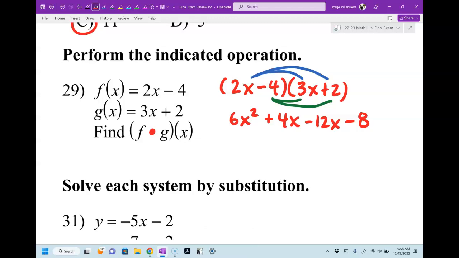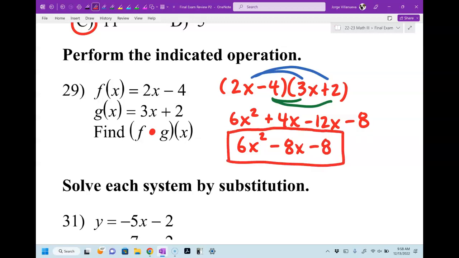Now combine your like terms. 4x minus 12x, that's going to be -8x. So 6x squared minus 8x minus 8. Now I don't know why the multiple choice didn't show up for these, but it's okay. So that would be your answer for number 29.